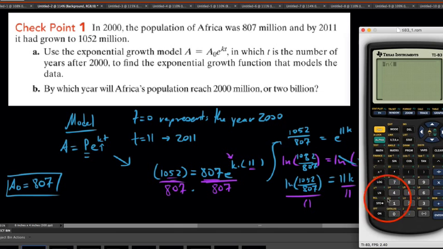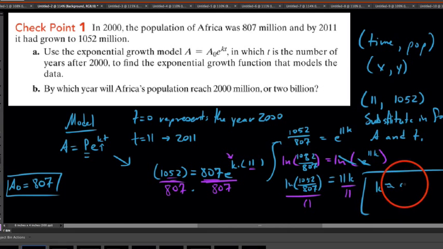We get the ln of 1,052 divided by 807, which looks brutal, but your calculator's here for you. Oh, we want 807, not 07. So 807 in parentheses. We're going to divide all of that by 11. So making sure we use parentheses wisely here, we get 0.0241. So approximately 0.0241.